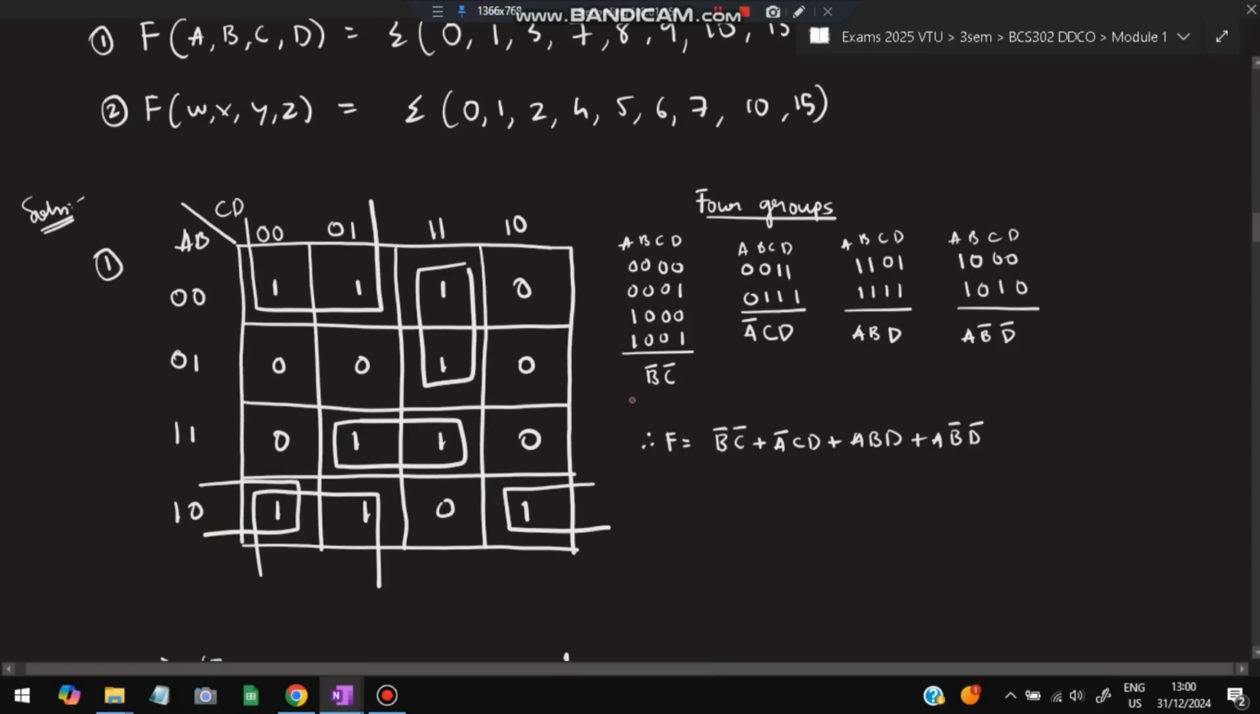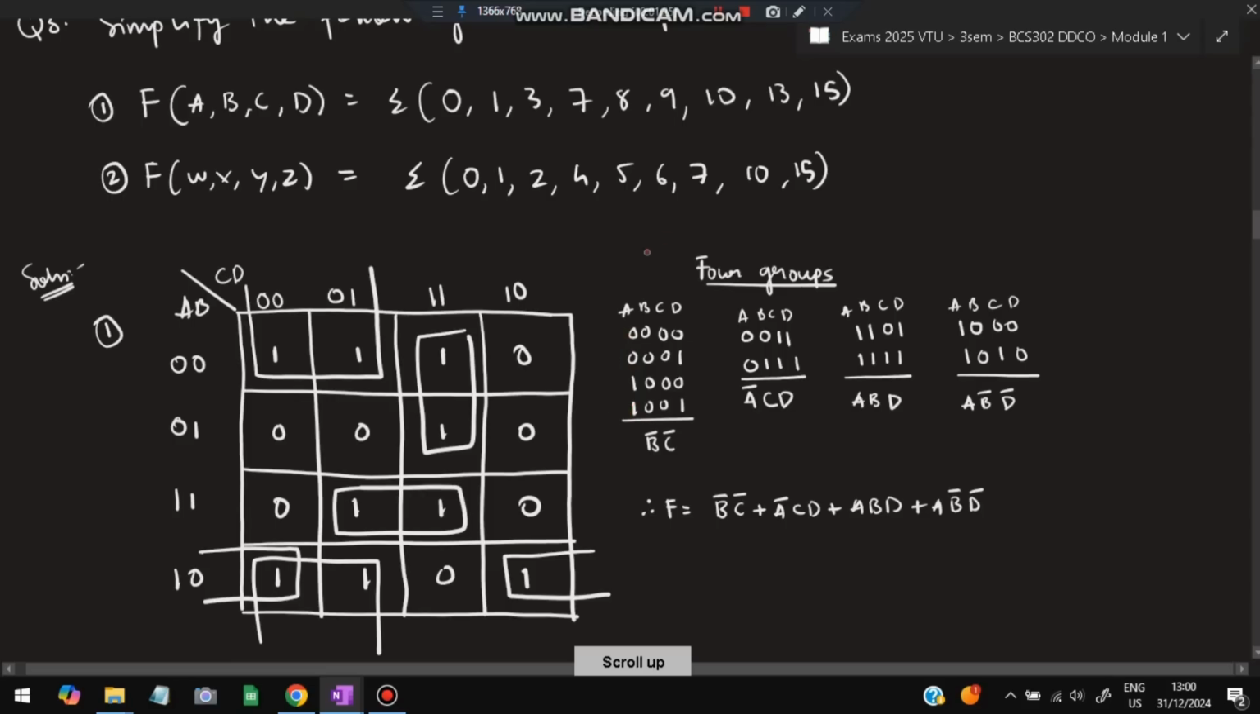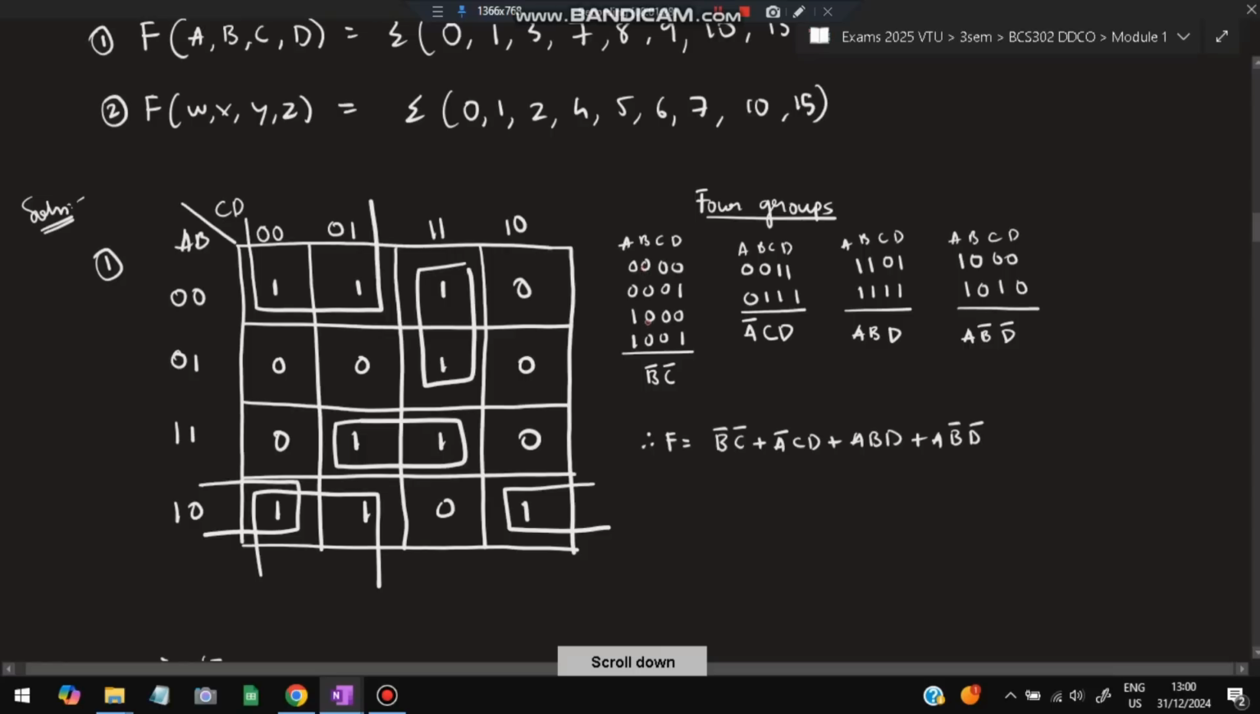Now, how I have written these letters here: for these letters, what you have to do, observe carefully, this is 0, this is 0, this is 1, 1. It is changed. It is not the same number in the whole column. In this column it's the same number, so I'll be writing it as B naught.